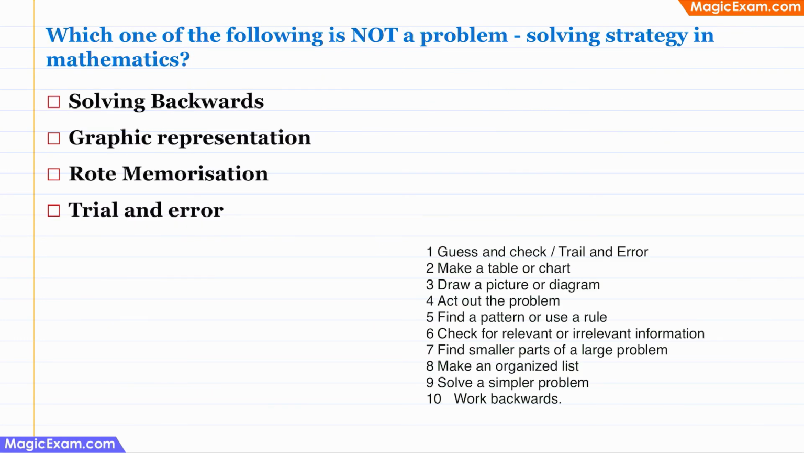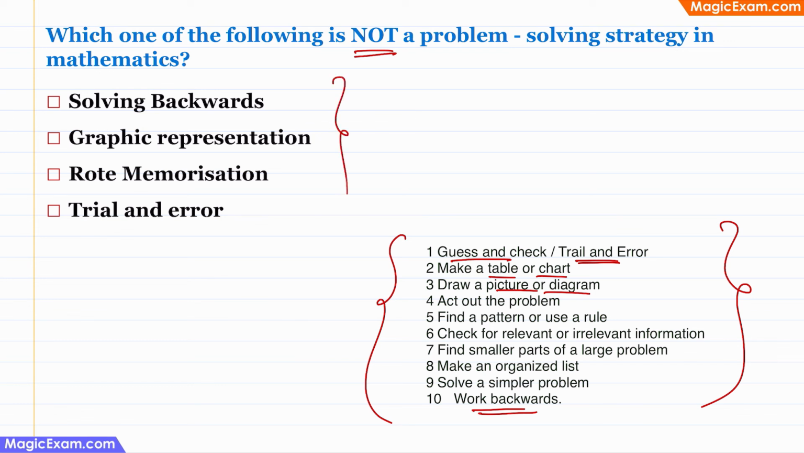Which one of the following is not a problem solving strategy in mathematics? Now, there are several problem solving strategies such as guess and check or trial and error, where you make a guesstimate and check if you have arrived at the correct answer. Or you can represent the problem as a table, chart, picture or diagram. Or you can work it backwards, that is, you have the answer and you work backwards from there and figure out how you arrive at the answer. So there are several strategies that you can use to solve problems.